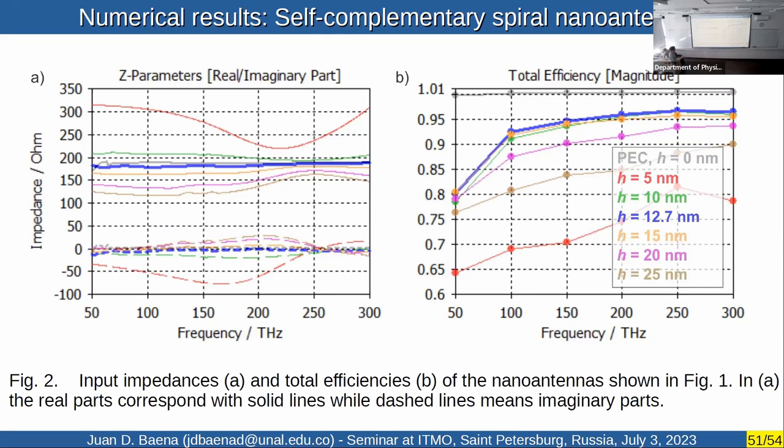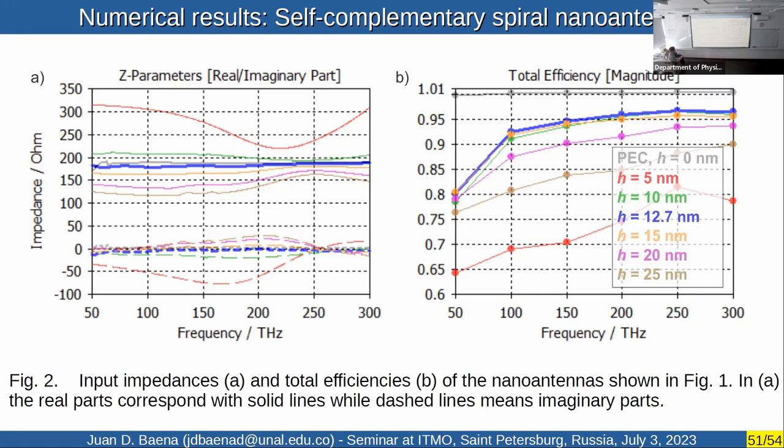With silicon and silver, we can get something very similar for this thickness. But if you move to h equal 5 nanometers, then there are important deviations in the input impedance, as you can see here. Actually, the imaginary part of the input impedance, which is the dashed line, is also different from 0. If you move to the opposite extreme value, 25 nanometers, that I have tried, then deviations are also important.